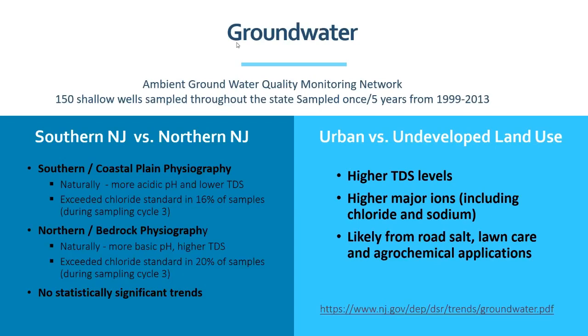The New Jersey DEP Environmental Trends Report summarized results from the Ambient Groundwater Quality Monitoring Network from 1999 to 2013. They found that in southern New Jersey, 16% of the wells sampled exceeded the chloride standard, and in northern New Jersey, 20% exceeded the chloride standard. They also found that TDS and major ions were higher in wells located in urban versus undeveloped land use. Studies done elsewhere, such as in New York, showed that wells sampled closer to roads had higher chloride concentrations.